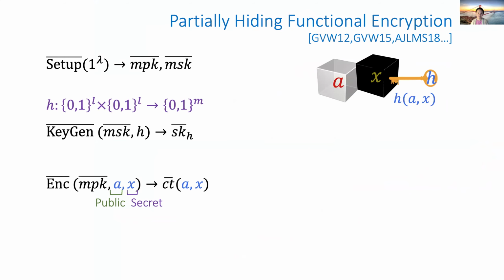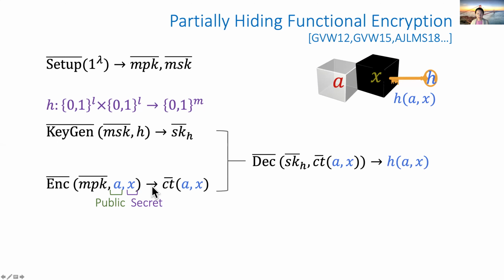So partially hiding functional encryption, as the name suggests, is basically functional encryption. However, now it deals with functions that take a two-part input. One part of the input is going to be deemed public, that does not need to be hidden, and the other part of the input is a secret that needs to be hidden. And when we decrypt a ciphertext of this form using a functional key, again what we obtain is the output of the function.